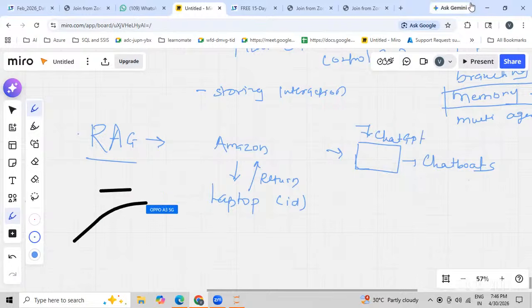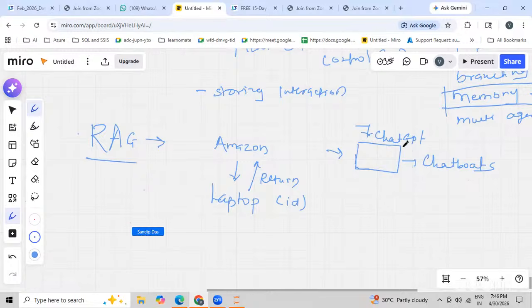Oppo guys still here. Oppo, please admit. Kiran ma'am, are you there? Okay.